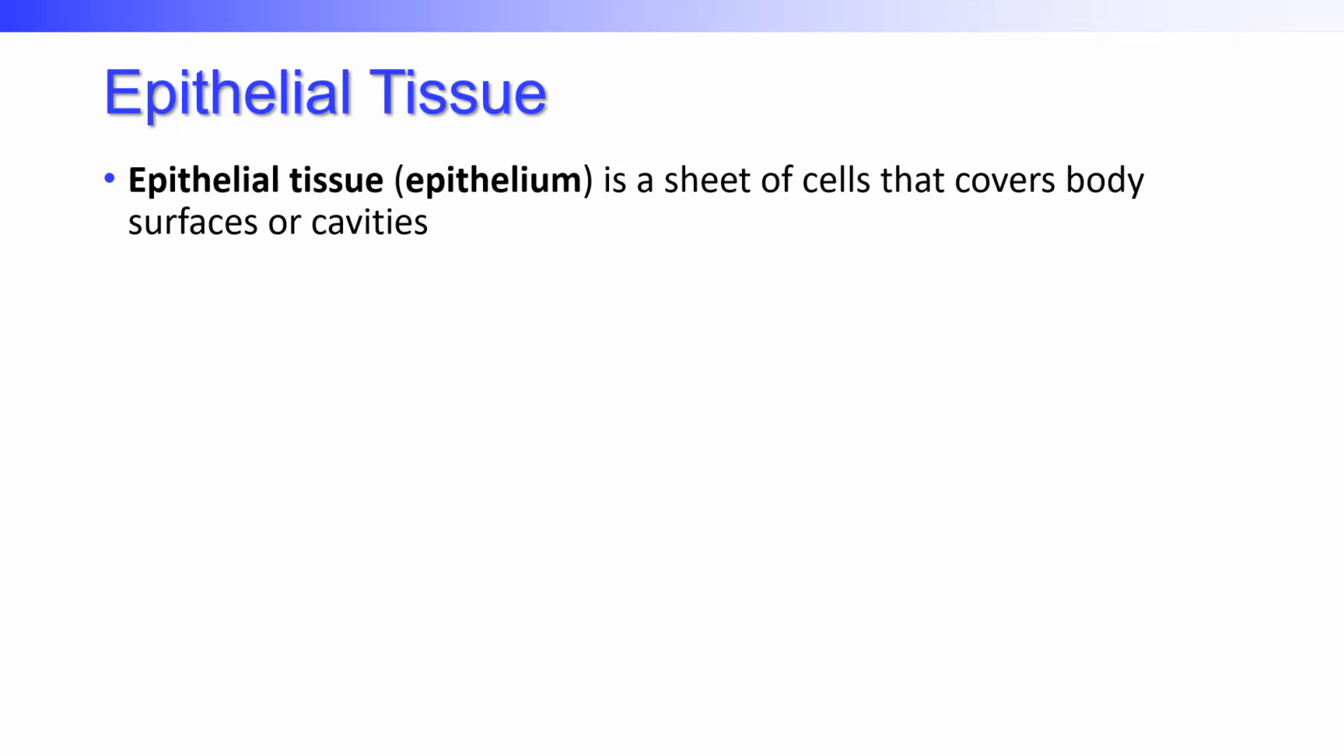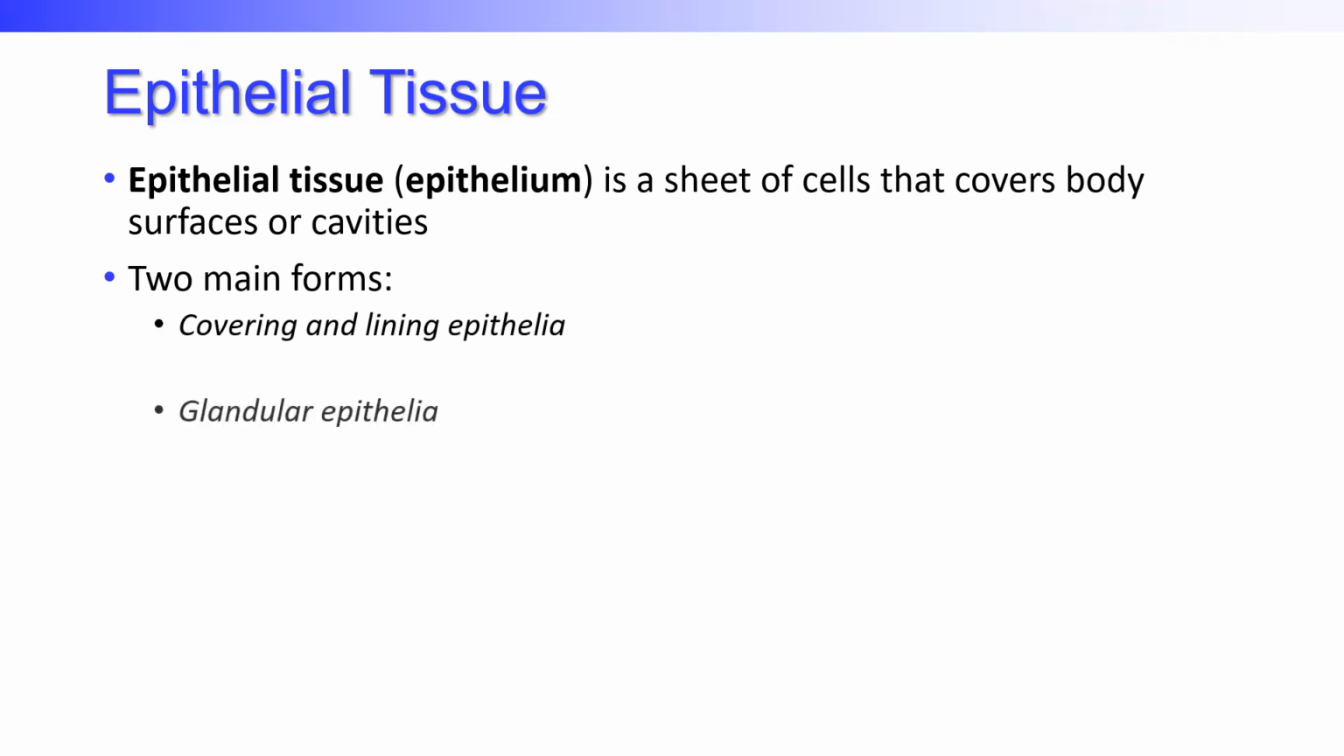Epithelial tissue can be found throughout the body. It acts like a covering, and it can be found lining the surfaces on the inside of the body as well as the outside of the body. It comes in two main forms. There is epithelium that acts like a lining, and there's epithelium that acts like glandular tissue.